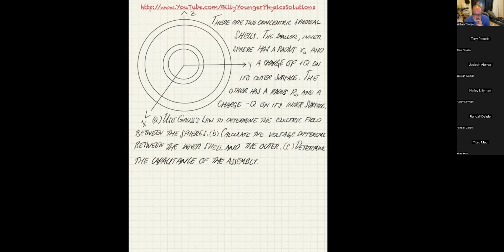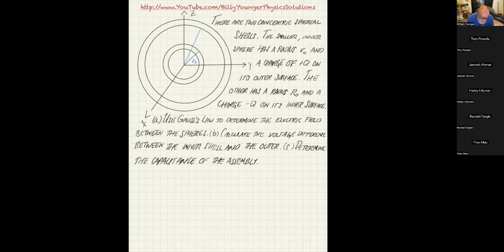So right here, I have two concentric spherical shells. The smaller inner shell, inner sphere, has a radius of R0. Let me draw that on here so you know what I'm talking about. I'm saying this quantity right here is lowercase r0. And this quantity right here is uppercase R0. Oops.